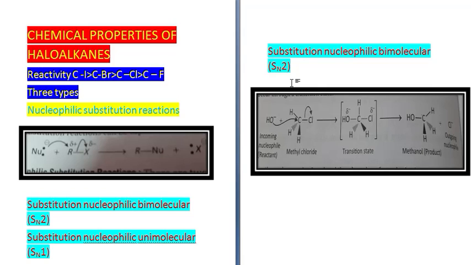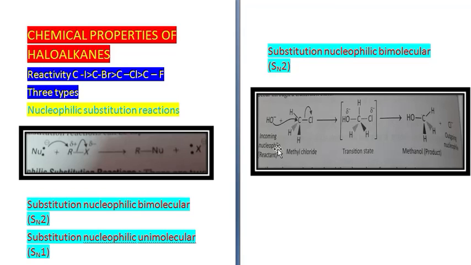This is shown by primary halides, and it is a one step mechanism. Breaking of the carbon halogen bond and making of the carbon nucleophile bond occurs together, simultaneously, in a single step, and no intermediate is involved. These are concerted reactions. These reactions occur through a transition state. There is a transition state in between, but there is no separate reaction involved.